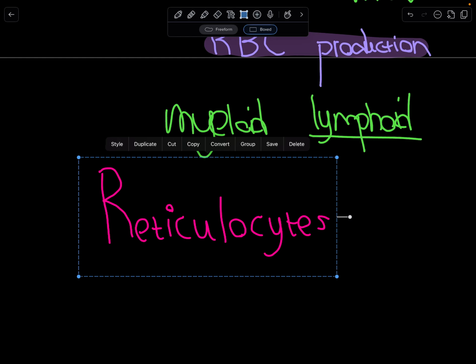Well, so reticulocytes want to become red blood cells. Okay, tell me how they connect to anemia. Tell me about methemoglobinemia.